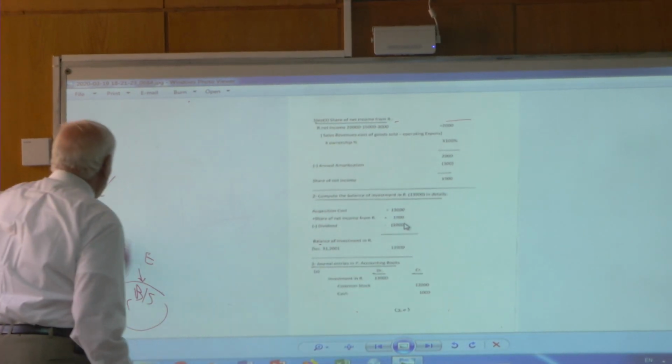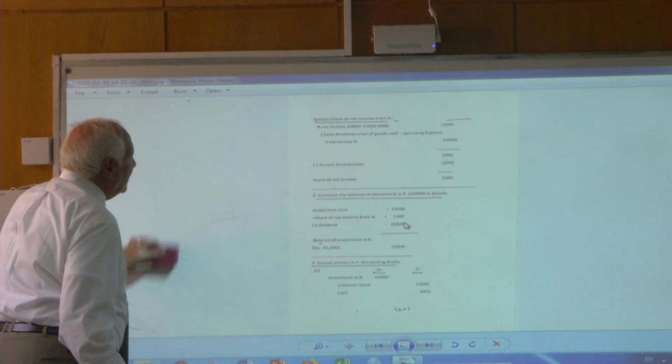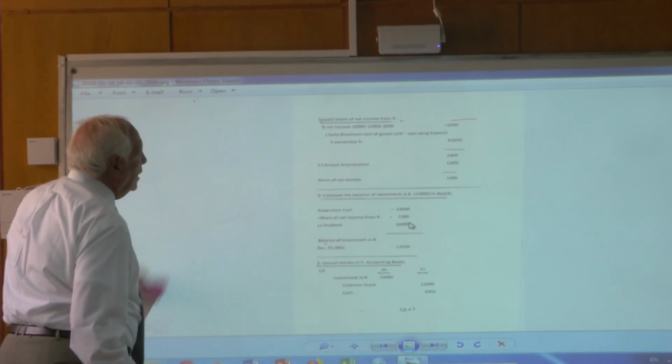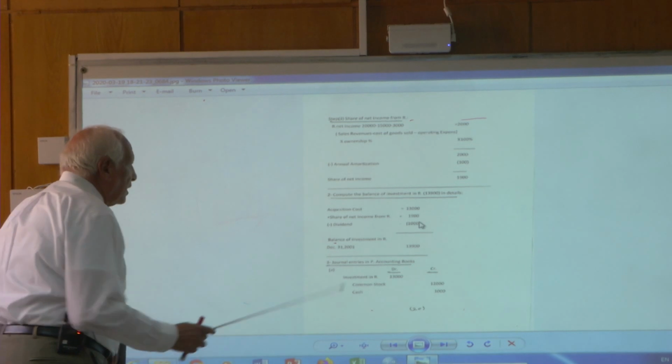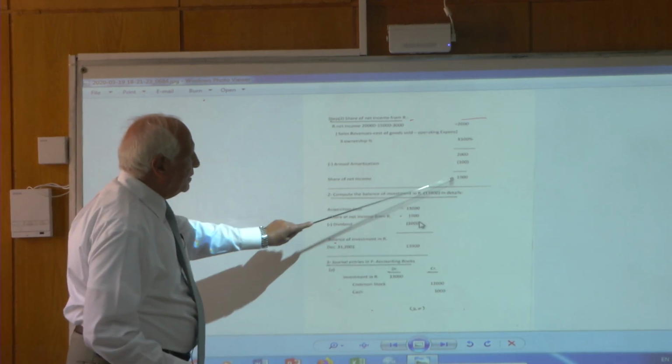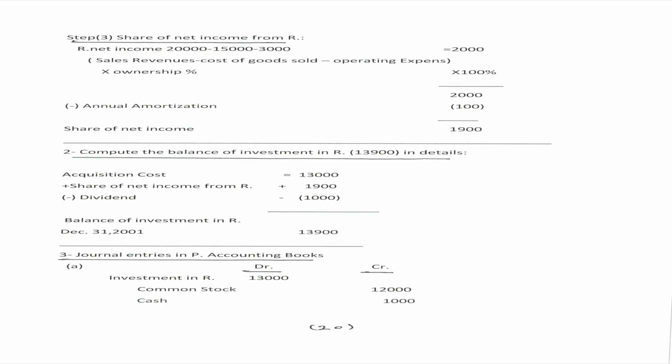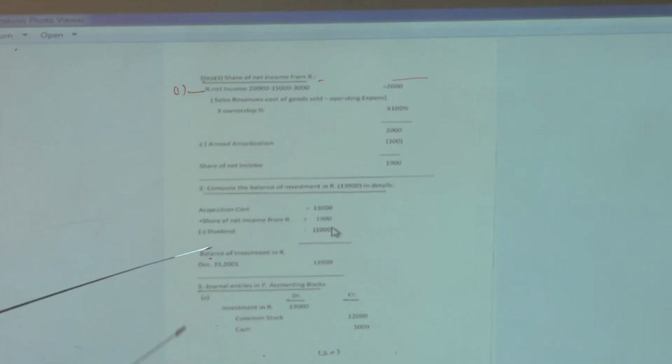Look at page 20. We need to continue with step 3. You need to come to 1,900. Where does this come from? Step 3: you need to determine the share of net income of R. We need to come to 1,900. First, you need to find R's net income. That's number 1. Where does 2,000 come from?